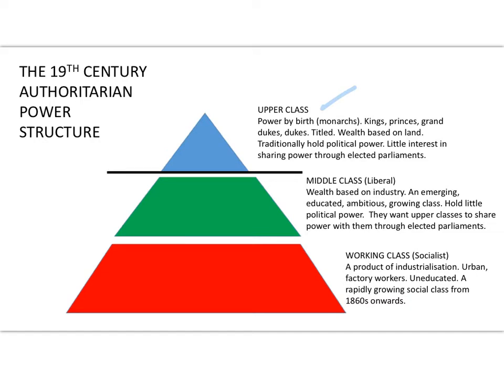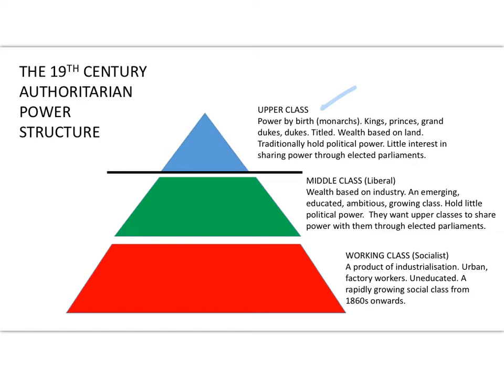Traditionally, we think, for example, of kings and queens. They can be other types. They can be princes, they can be grand dukes, they can be dukes. In fact, in Germany, there was a mixture. Some of the German states were ruled by kings, some princes, some grand dukes, some dukes.